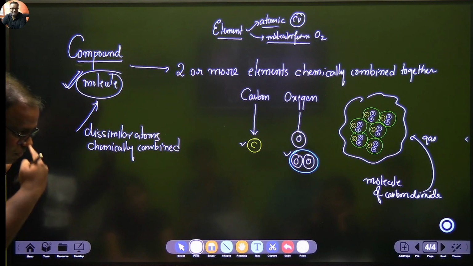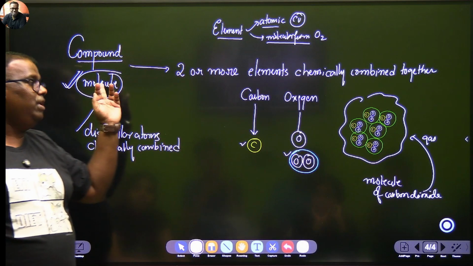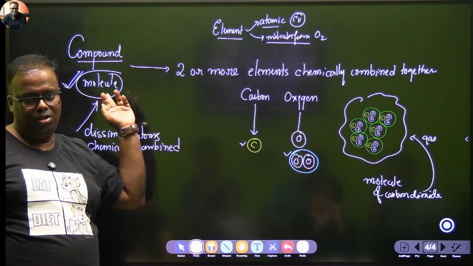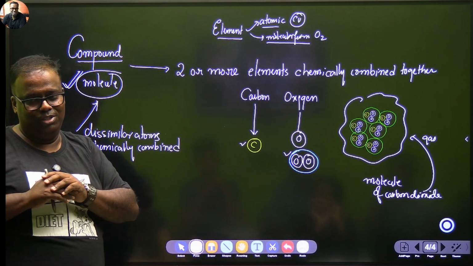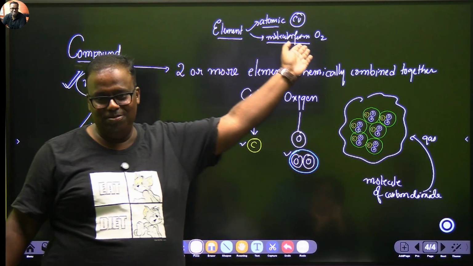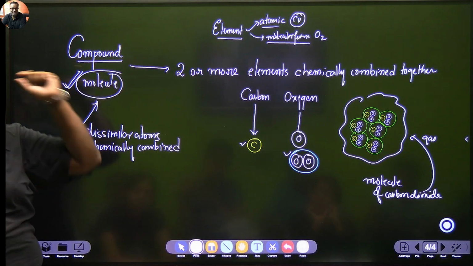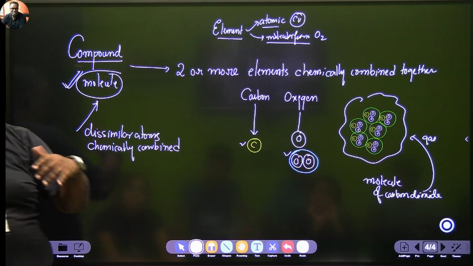This brings the first tongue twister to us. Every compound is a molecule, but every molecule need not be a compound. A molecule can be an element also. A molecule can represent a compound also. This clarity is very important. Is it making sense? Now you ask yourself.